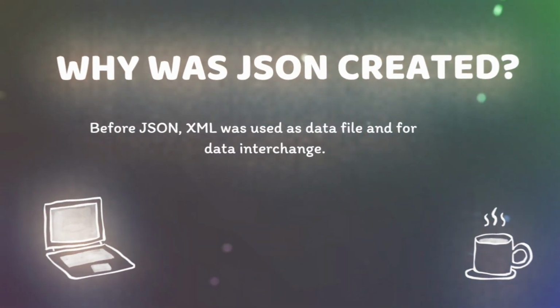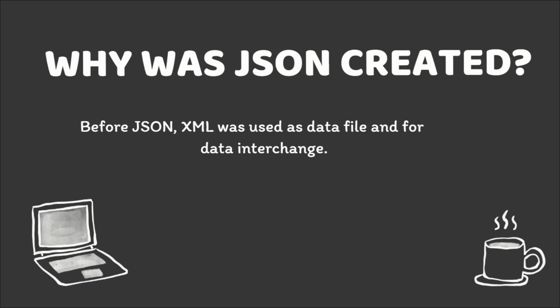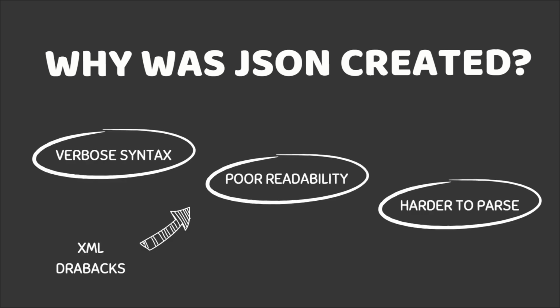Our next question is, why was JSON created? Let's have the answer. Before JSON, XML was used as data file and for data interchange. Problem with the XML is its syntax is verbose. Verbose syntax means it takes more characters to define a thing. So drawback with the XML is its verbose syntax, and because of that, XML is not easy for humans to read and write and easy for machines to parse and translate. So the main reason for the creation of the JSON is to provide a simpler alternative to the XML for exchanging data between a server and a client.